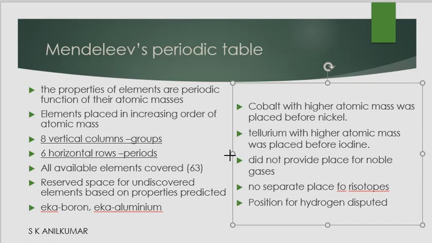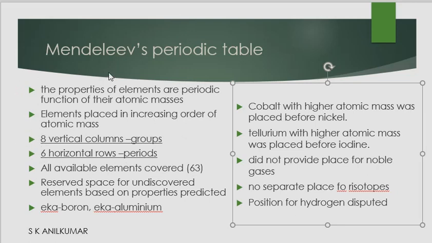So that is why we have germanium type of elements now. Eka boron, eka aluminium, etc. were there. So we know boron, but there was a place and people believed that there will be an element which is similar to boron which will be discovered later. So that is a specialty of this periodic table. 8 vertical columns, 6 horizontal rows. It was known that more elements will be there which will fit.